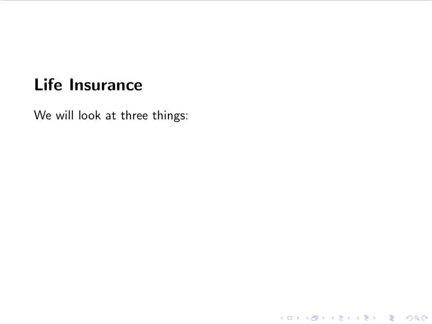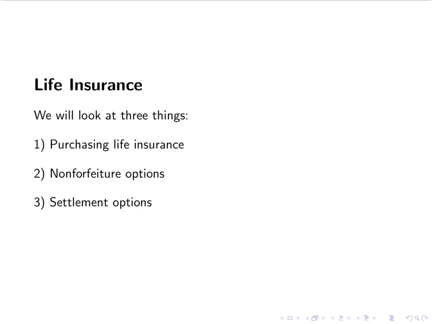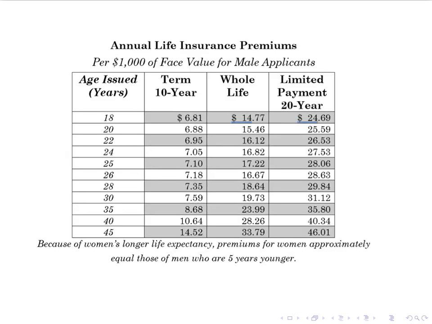So for life insurance, we're going to look at three different situations. The first one is purchasing life insurance. The second is non-forfeiture options, which means what can I do if I want to stop paying for my life insurance? And the third is settlement options, or I'm a beneficiary of someone else's life insurance who's passed away. What are my options? So we've got three things that we're going to look at.